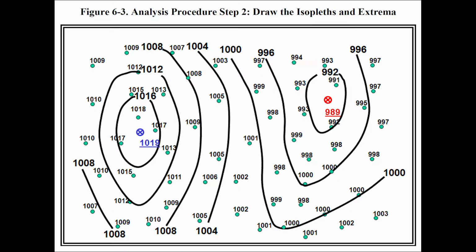So as that happens, on figure 6-3 here, you can see a low pressure system, which they have at 989 millibars in this case, and a high pressure system at 1019 millibars. So neither of these is very energetic. The high is not very high and the low is not very low.